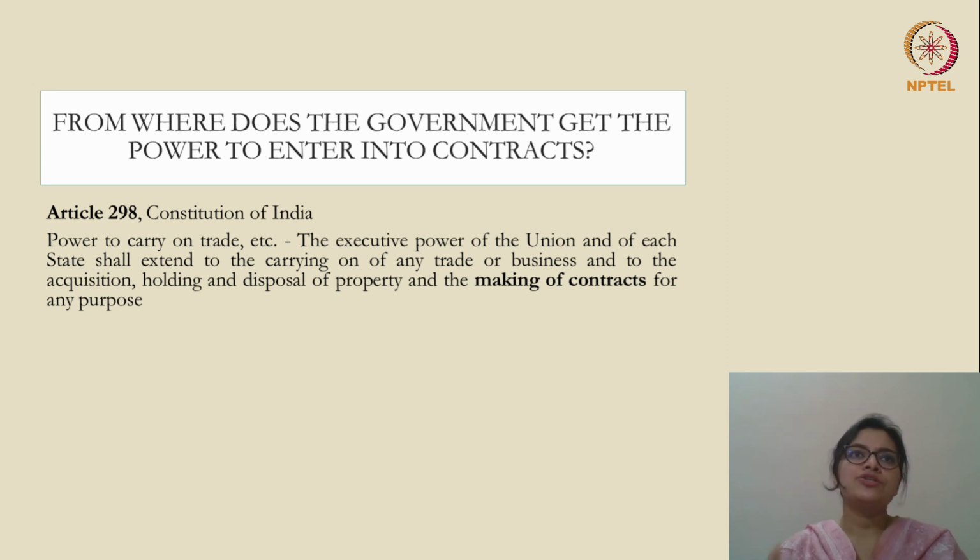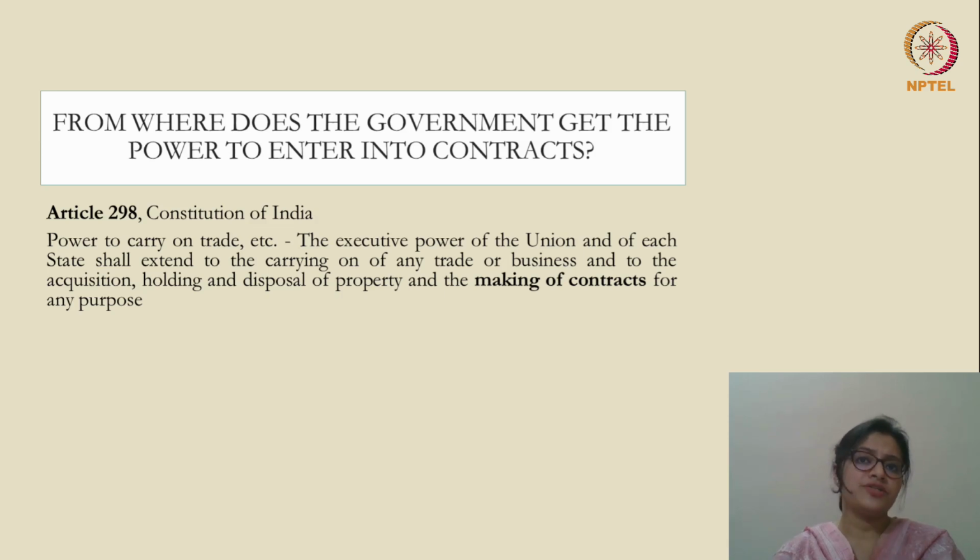Now, it would be extremely inconvenient if the executive had to wait for legislative approval every time it wanted to enter into a contract. Considering the diverse range of activities that the executive engages in, it would be extremely cumbersome if the executive had to wait for a law to be enacted, and only then get the power to enter into a contract. Hence, the constitutional scheme has given the executive the power to enter into contracts for the purposes of carrying on trade and otherwise.